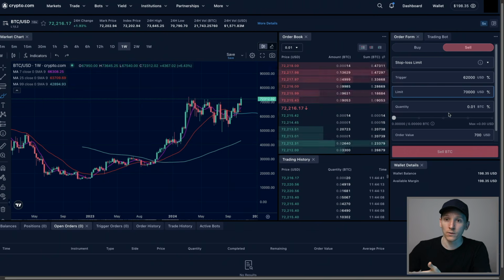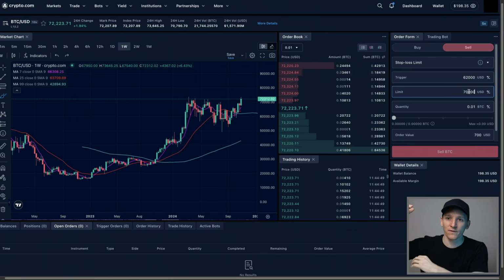Your order will go in because the trigger price has been met at 62. That triggered the limit order to be in, but your limit order is 70, the price is now 62. So you won't actually trade, but your order will be in the system. So this is a trigger order. You only enter an order when the trigger is met.